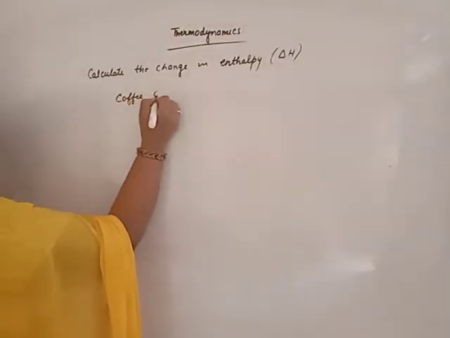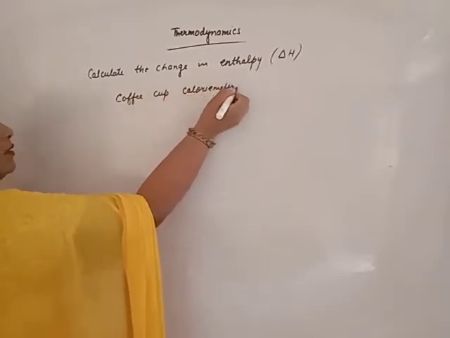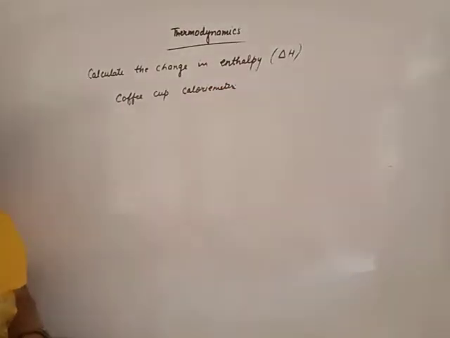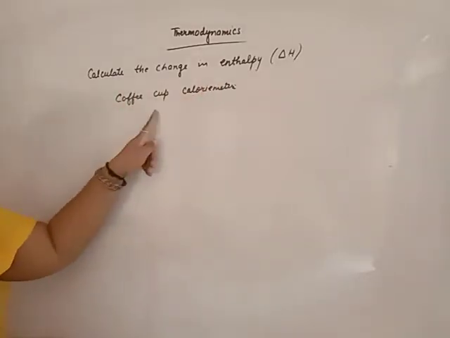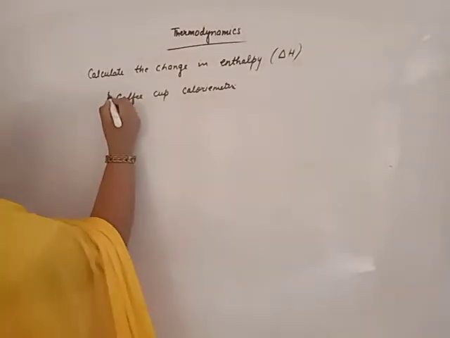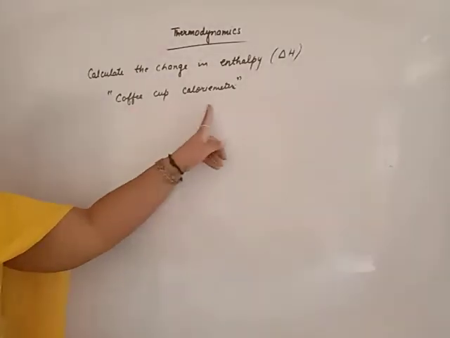Beta, coffee cup calorimeter. In this case, beta, change in enthalpy will be calculated by mixing the two components in equimolar concentration and in equal amount with same molarity or normality or approximate same. To calculate the change in enthalpy, we will use coffee cup calorimeter. Internal energy, bomb calorimeter, and enthalpy, it is coffee cup calorimeter.